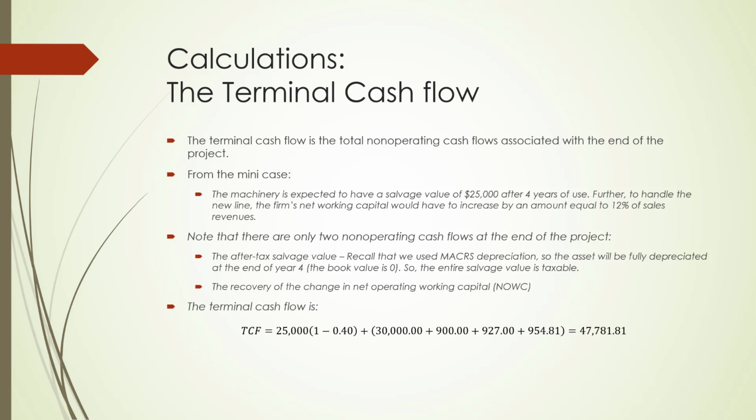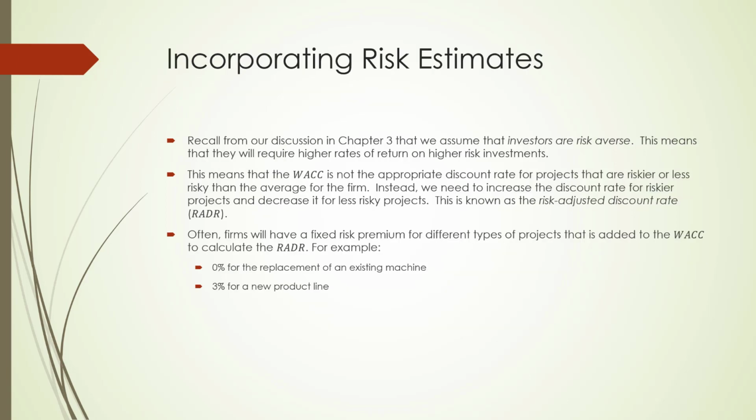So our formula is $25,000 minus the book value, which was 0, times 1 minus the tax rate, plus $30,000 plus $900 plus $927 plus $954.81. That was the $955 on the operating cash flow statement. That gives us a total terminal cash flow of $47,781. From there, we could calculate the NPV and the IRR and so on.